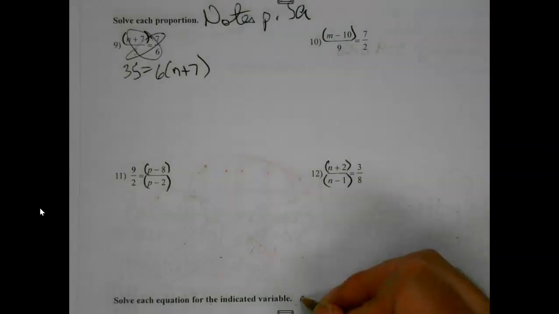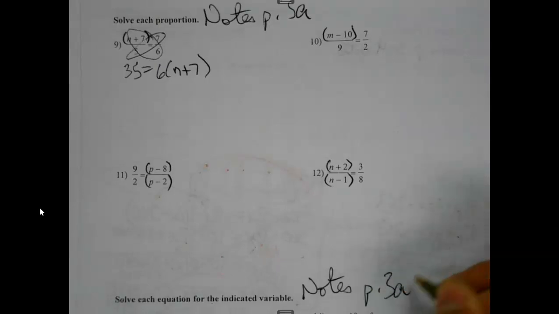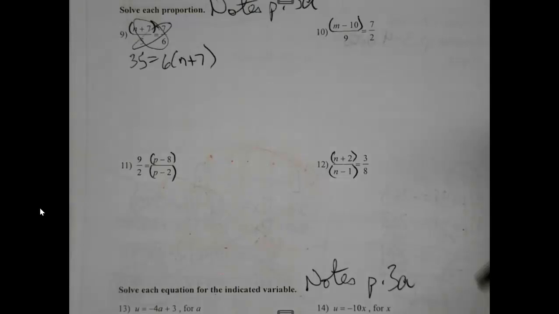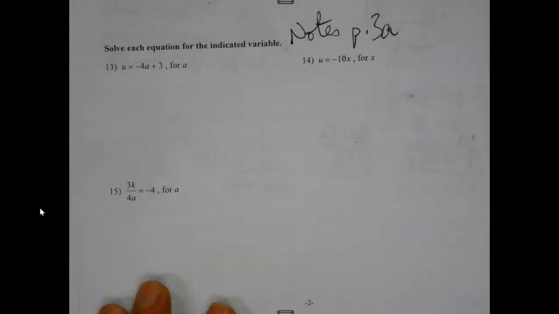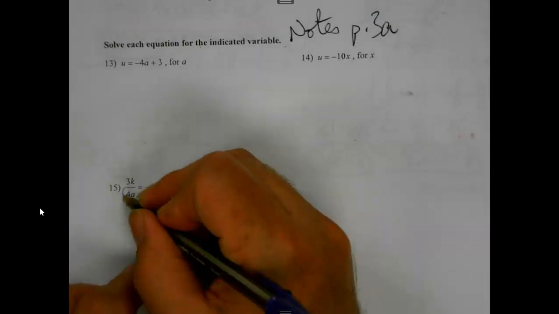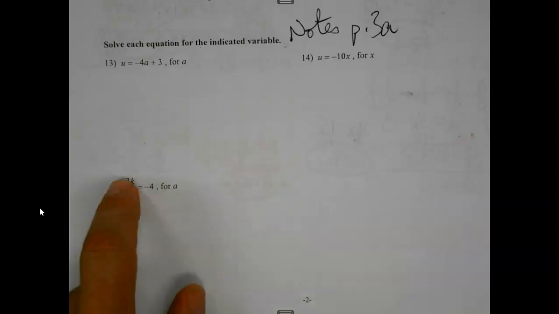And then literal equations, those are on 3A as well. And again, these are tricky just because we're not used to seeing a variable in a weird place. You're like, wait, I'm trying to solve for A. A's in the denominator. What the heck? Well, right now, we're dividing by 4A. That's what the denominator is. What's the opposite of dividing something?